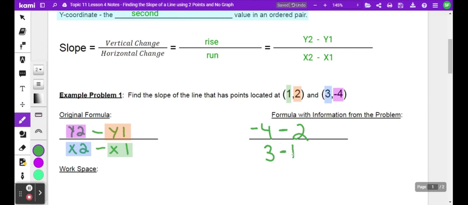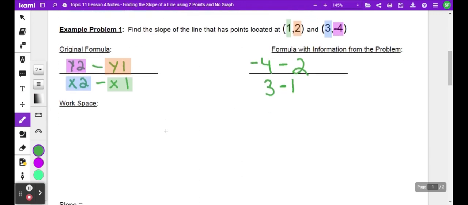So I have gone from y2 minus y1 over x2 minus x1 to -4 minus 2 over 3 minus 1. I'll come down here to the workspace and we're going to work that out to find the slope of this line. So y2 minus y1 was -4 minus 2 over 3 minus 1. Up at the top of the numerators, I see a negative minus a positive.